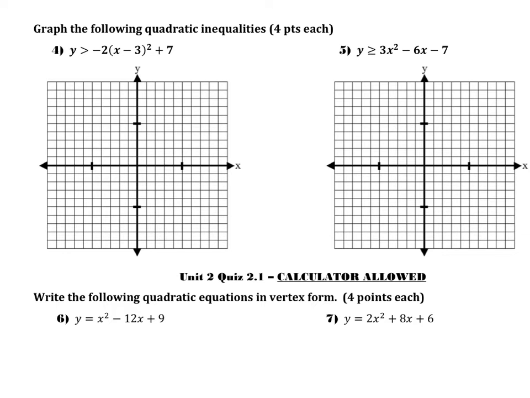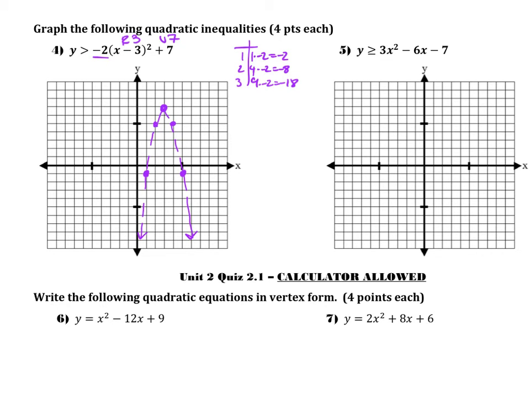So this first equation's in vertex form, so I know that this is right 3 up 7. So right 3 up 7. Then I'm going to use my pattern that I have to multiply by negative 2. And so my graph's going to open down. I can also see by the inequality sign, it's going to be a dashed line since there's no equal to.